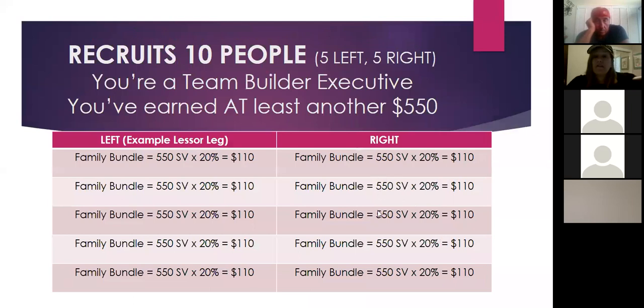Well, if you did that 5 times, 20% is $110 per person on each side. Now, you guys got to remember, in a binary, you get paid on what matches. So if you have 550 points on your right and 550 points on your left, you're going to make 20% of one side. 20% of 550 is $110. 110 times 5 is $550 in the binary.